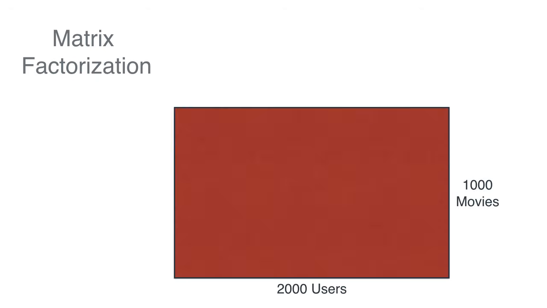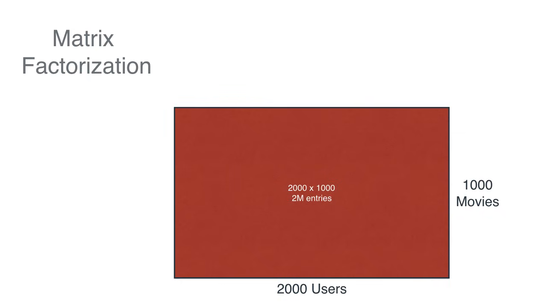So let's say we have a big matrix of 2,000 users and 1,000 movies. So let's think. And feel free to pause the video and guess the next number that's going to appear. How many entries are in this matrix? Well, the answer is 2,000 users times 1,000 movies. So there are 2 million entries, 2 million ratings.